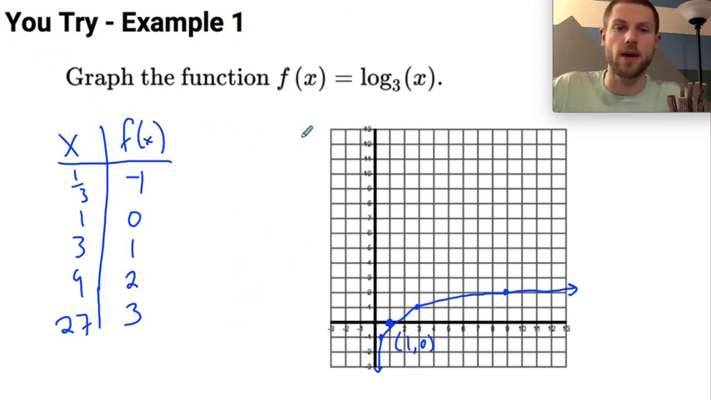All right, and this is my function here. I did forget to label my vertical asymptote. This is x equals 0, and pretty similar to the last one, just with some different numbers. Hopefully it went all right.